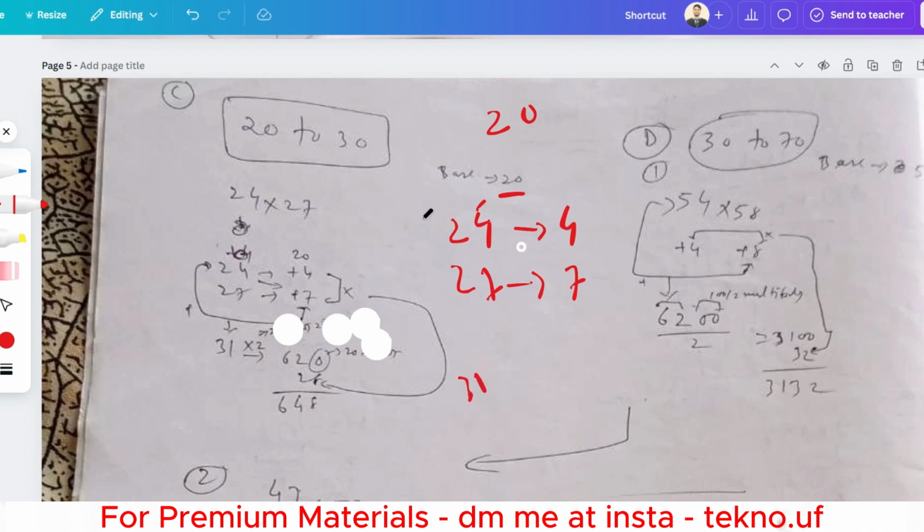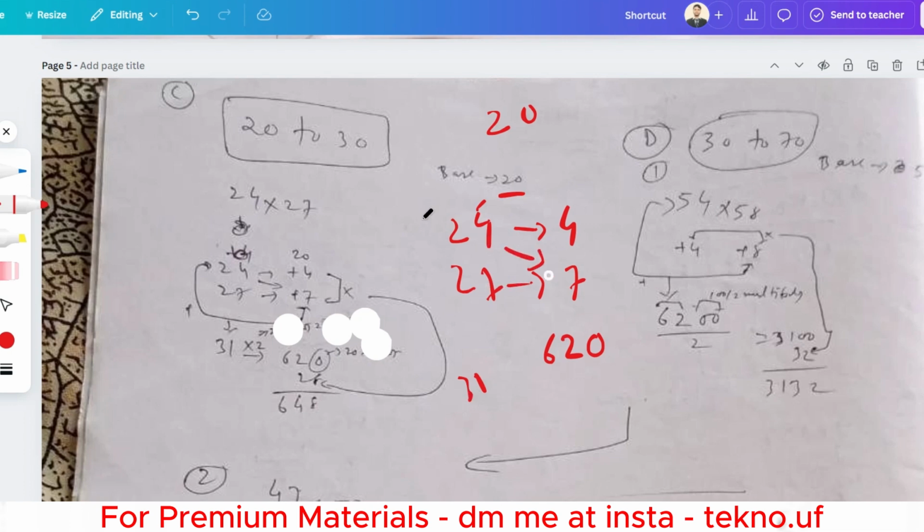Okay, so here what you have to do: 31, and as it is close to 20, you have to multiply this number 31 into 20. So that becomes 31 into 2, that is 62. So that becomes 62, and you have to add 10. Basically you have to multiply the base and this 31, whatever you are adding.